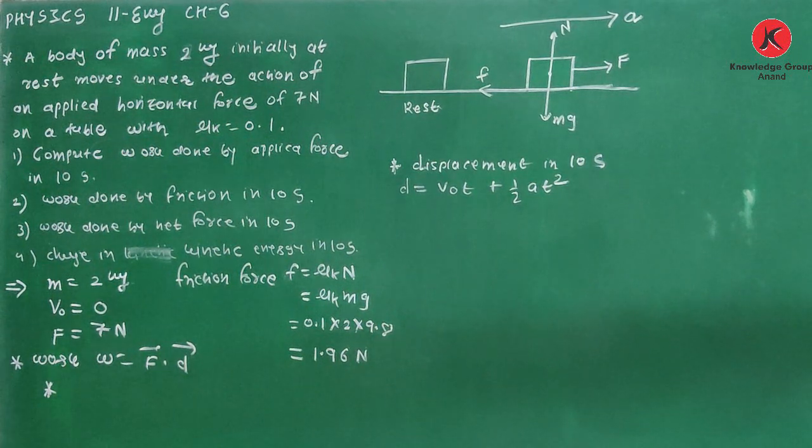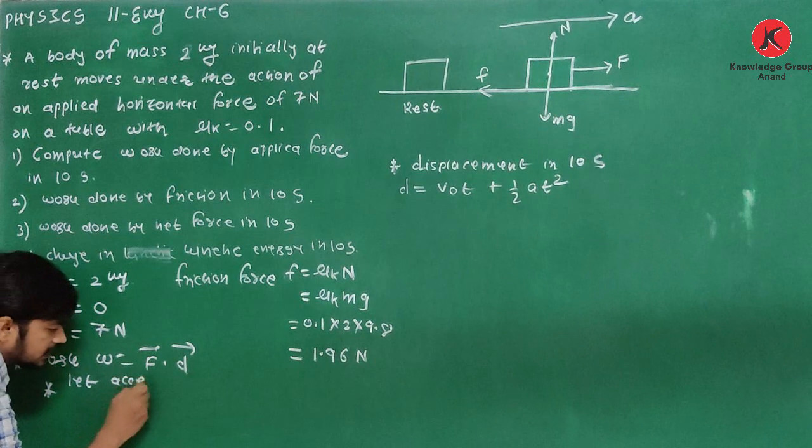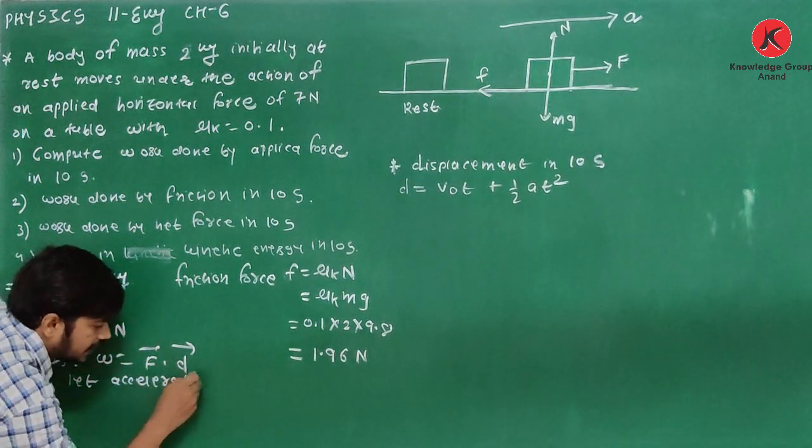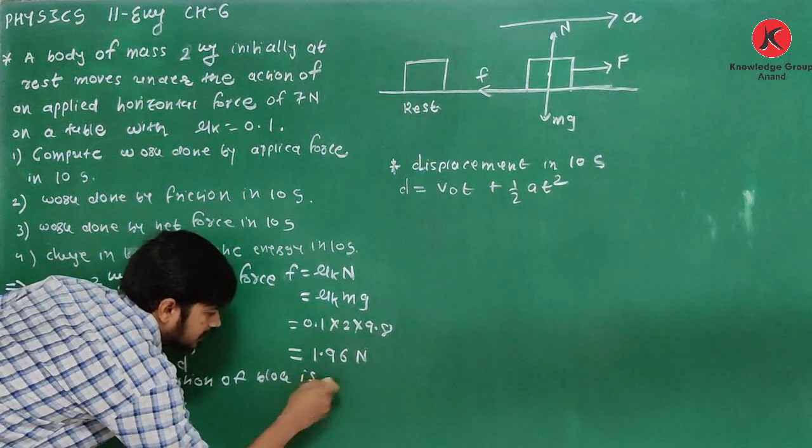With acceleration a in this direction. Clear about this? Under the effect of applied force F, that is capital F, and friction force, I am assuming that the block is moving in horizontal direction with acceleration a. Yes, here I have assumed its acceleration. Let the acceleration of the block be a.